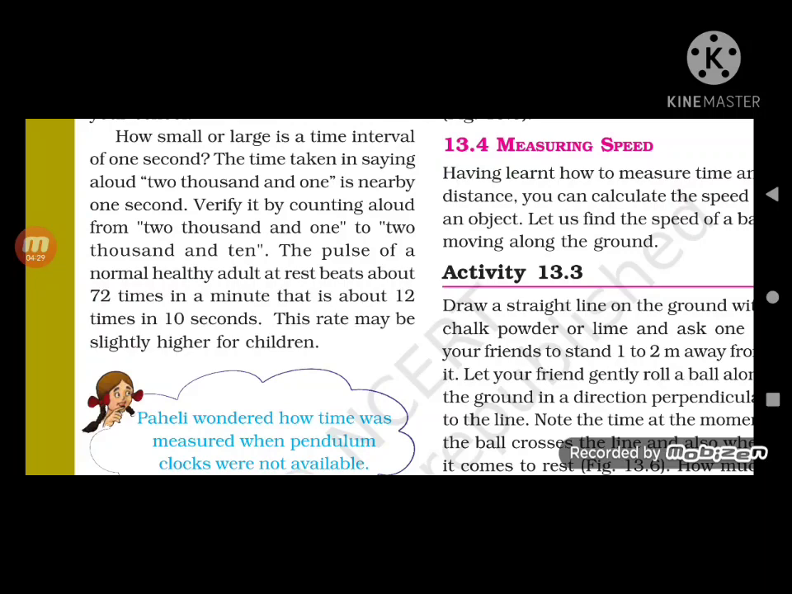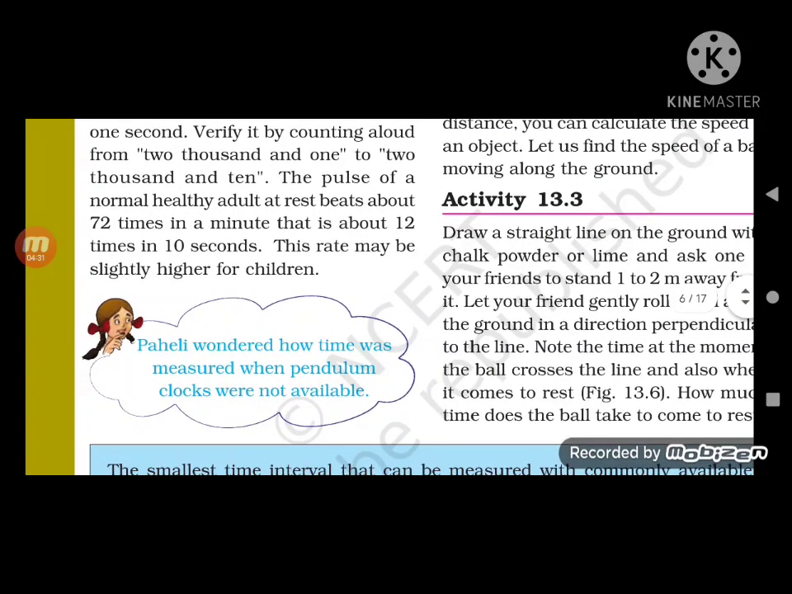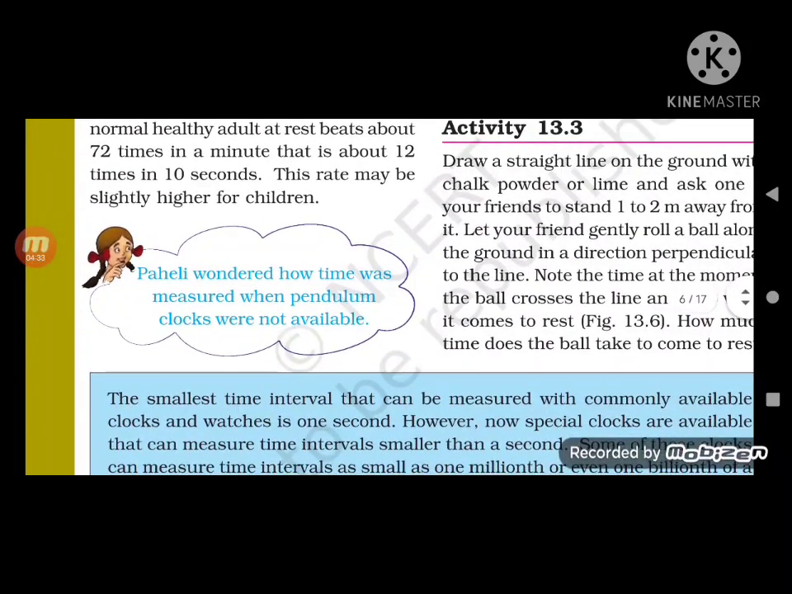So Paheli wondered how time was measured when pendulum clocks were not available.